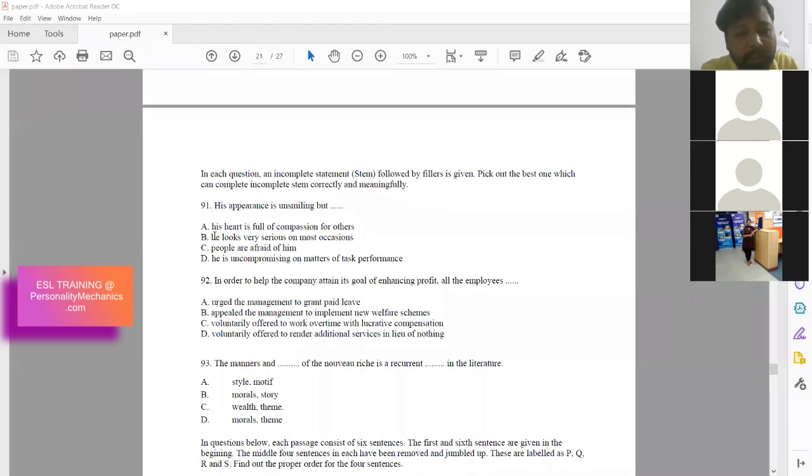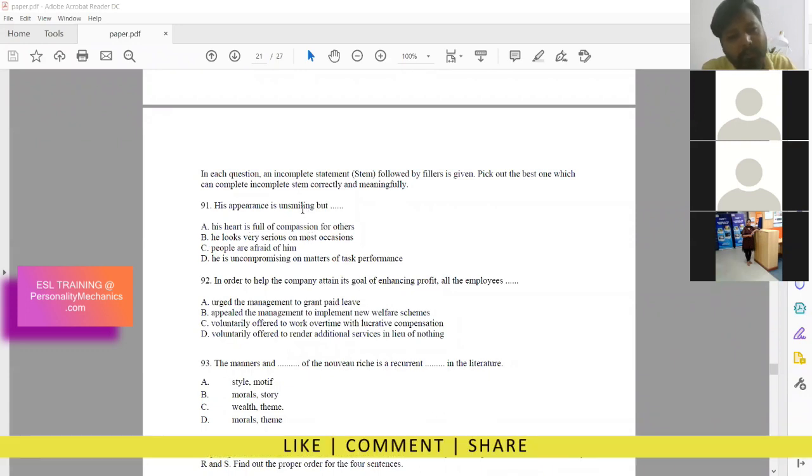So a word called serious for a person. Option A: his heart is full of compassion for others. Okay, that could be one. Next is, he looks very serious. That is true, he looks very serious. So B is the same thing, so that cannot go there. B can never be the answer. Next, people are afraid of him. Yeah, people could be afraid because he's unsmiling. So that also cannot go.